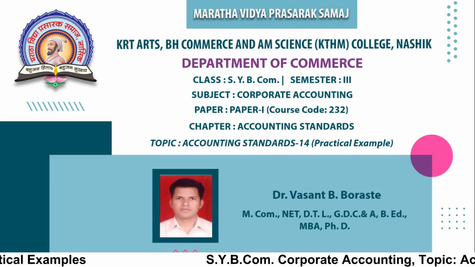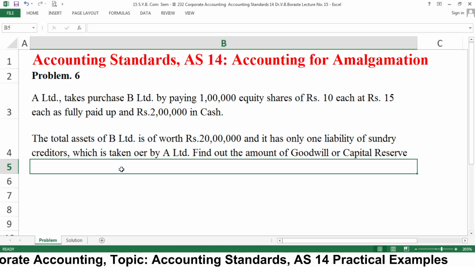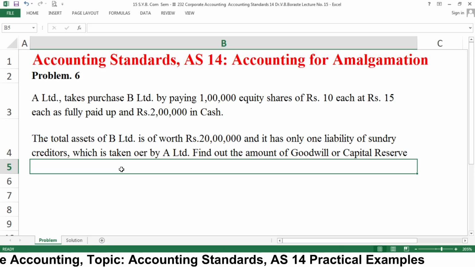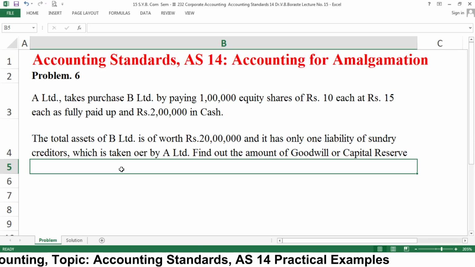Today I am going to discuss with you another example of accounting standard, that is accounting standard 14. So let us start AS 14 example. So here is the example of accounting standard 14, that is accounting for amalgamation. You may take a screenshot of this example. This is a very easy example. So let us start. Problem number 6.